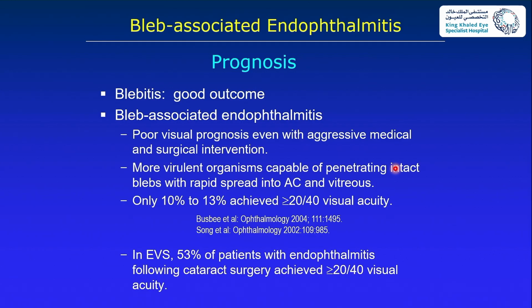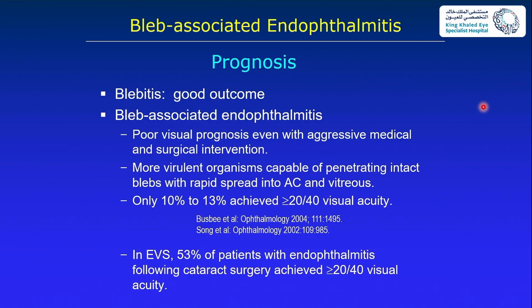So what is the prognosis for this infection? If it is pure blebitis, in our experience, excellent prognosis. We admit the patient, hourly 45 drops, and then later on we add steroids. For bleb-associated endophthalmitis, unfortunately, the prognosis is still poor visual prognosis, even with aggressive medical and surgical intervention. Why? Because we are dealing with a disease caused by more virulent organisms capable of penetrating intact blebs with rapid spread into antechamber and vitreous.